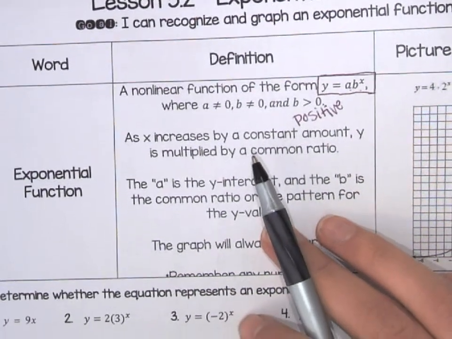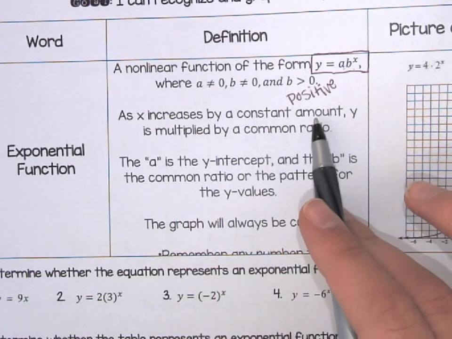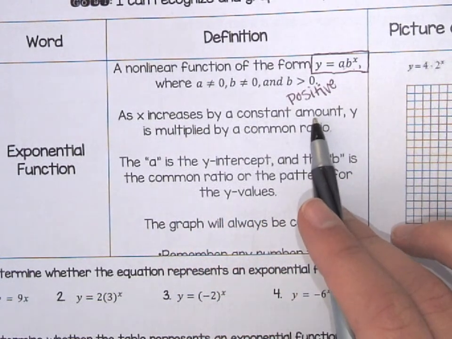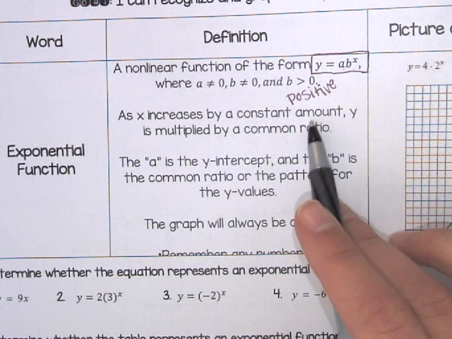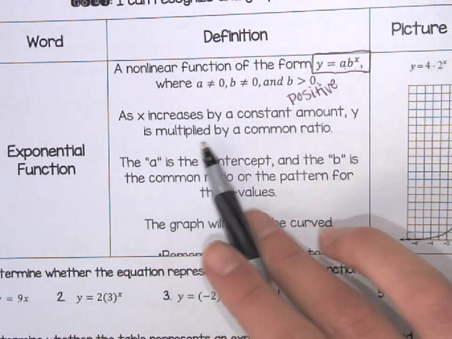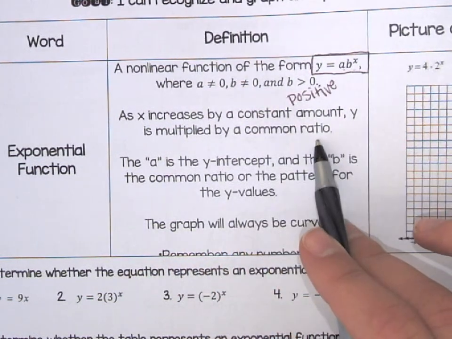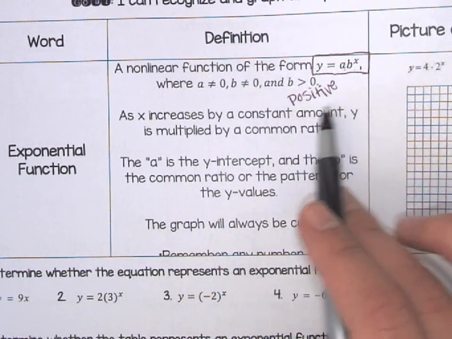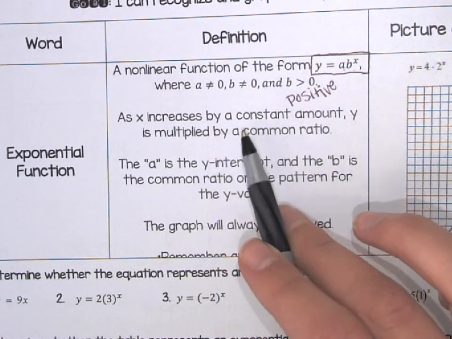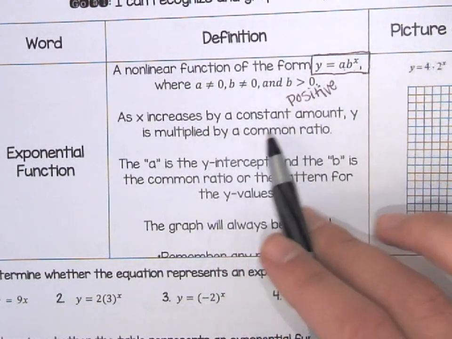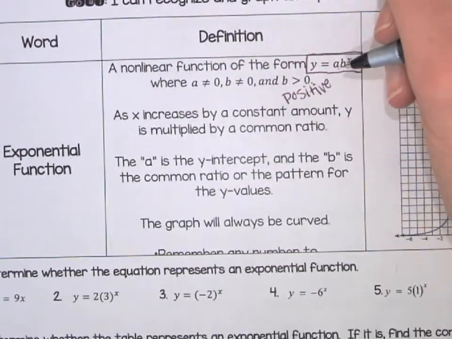Also with exponential functions, as x increases by a constant amount, so x is just going to go up normal, 1, 2, 3, 4, so on and so forth, y is multiplied by a common ratio. So like we saw in our bell work, as x went up, y was multiplying by 2 each time, or by 3, or by 5. Okay, so it's going to go up by a common ratio.